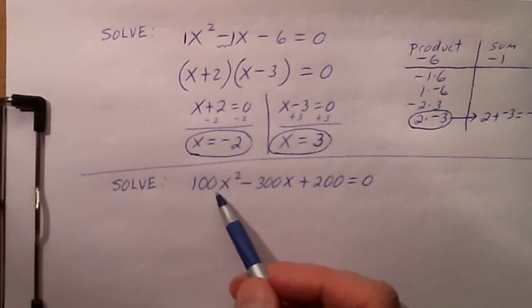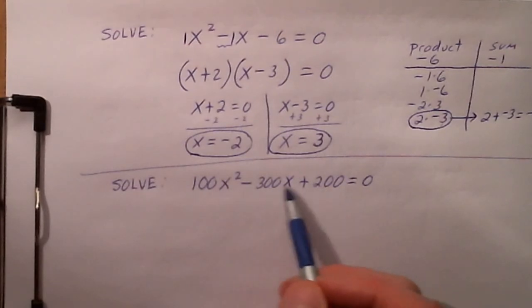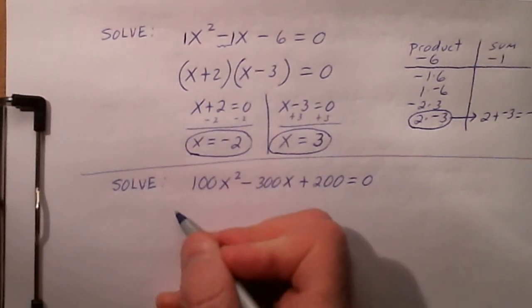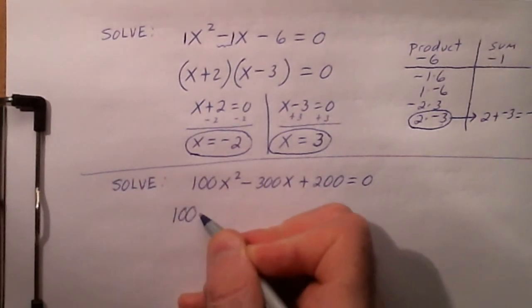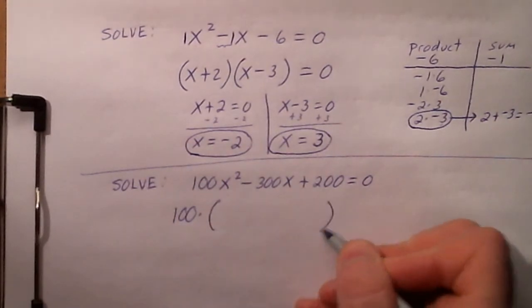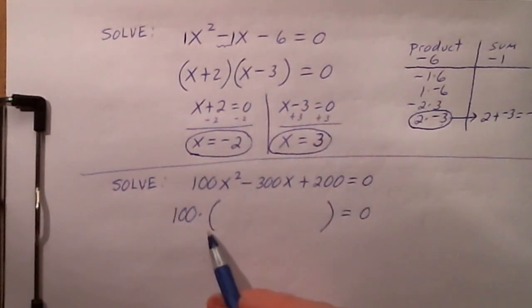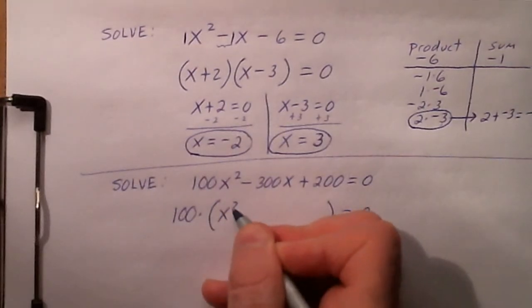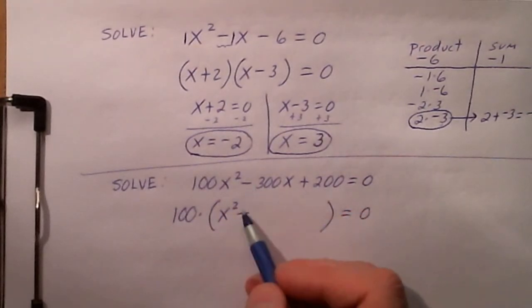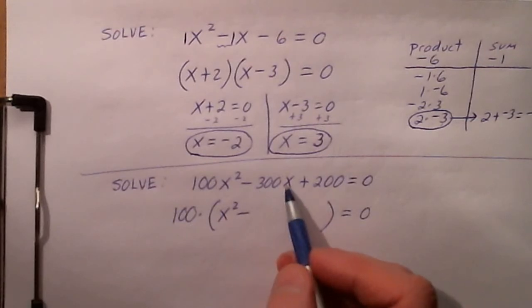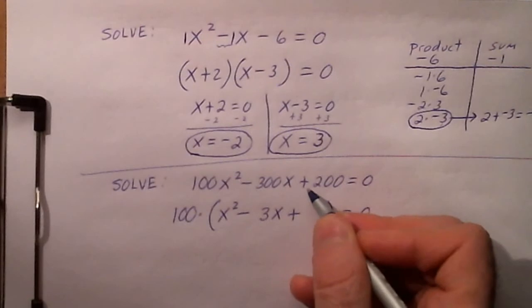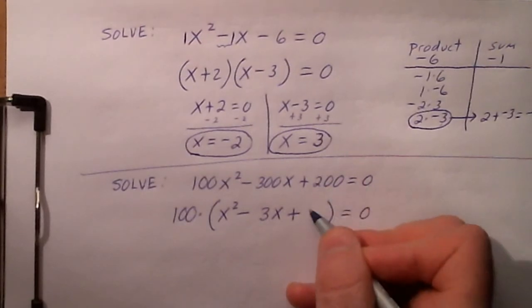Notice upon inspection, we should realize that we can factor 100 out of each of these three terms on the left side, so we do that. Let's pull the 100 out. Times what would we leave behind in doing so? Well, when you factor 100 out of 100x squared, you'll leave behind just x squared. Minus, when you factor 100 out of 300x, you leave behind 3x. Plus, and when you factor 100 out of 200, you just leave behind 2.